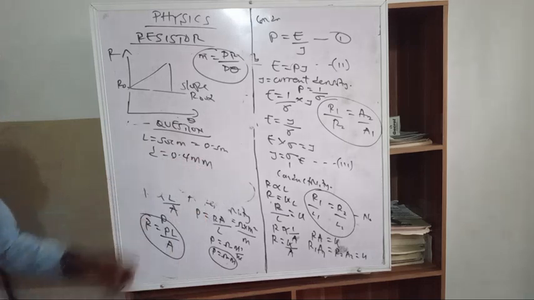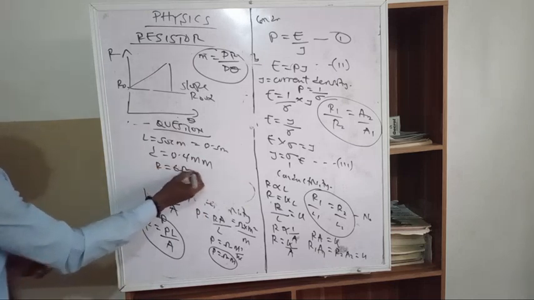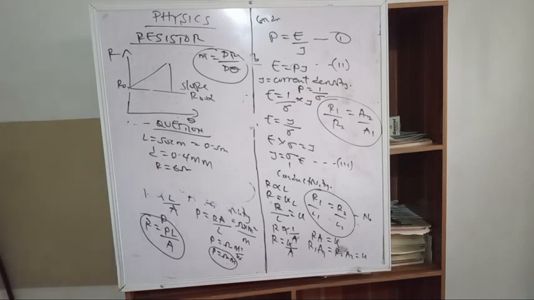You convert millimeter to meter by dividing by 1000. Then the resistance is given to be 6 ohms. That is all the parameters that are given: length 0.5, diameter 0.4. Then the question says calculate the resistivity and the conductivity of the material.